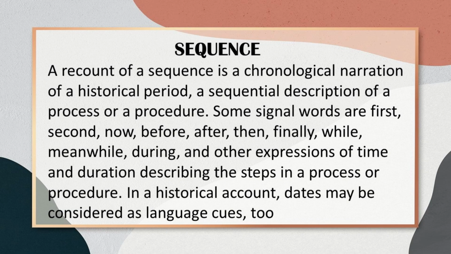A recount of a sequence is a chronological narration of a historical period, a sequential description of a process or a procedure. Some signal words are first, second, now, before, after, then, finally, while, meanwhile, during, and other expressions of time and duration describing the steps in a process or procedure. In a historical account, dates may be considered as language cues too.